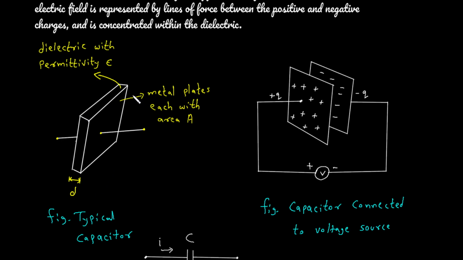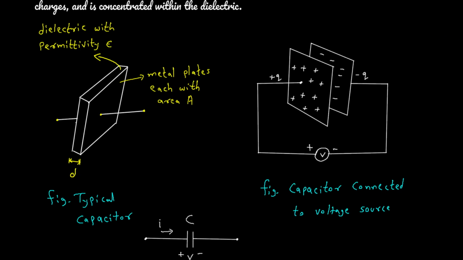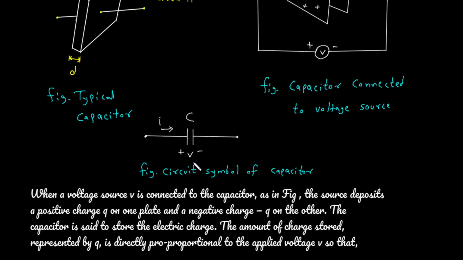So this is a typical capacitor. These two are the metal plates, each with area A, and the area is measured in meter square, and the space in between them is insulating material, which we call dielectric, with permittivity epsilon. And this is the distance in between these two plates, which is measured in meters. So here this capacitor is connected to a voltage source again, and this is the circuit symbol of capacitor.